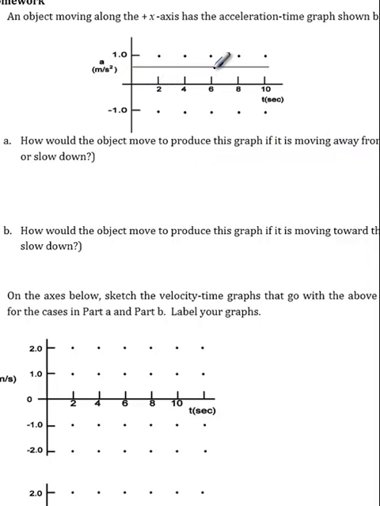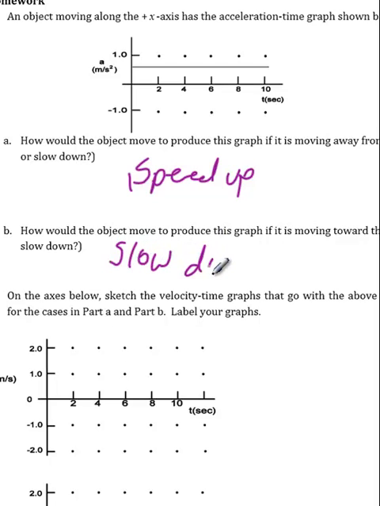Well, if it's moving away and its velocity is becoming more positive, that's what this positive acceleration means, then it needs to speed up, right? Speed up. How would the object move to produce this graph if it was moving towards the origin? Well, now if it's moving towards the origin, its velocity is negative, but it has to be getting less negative because the acceleration is positive, and so that would mean it has to slow down.